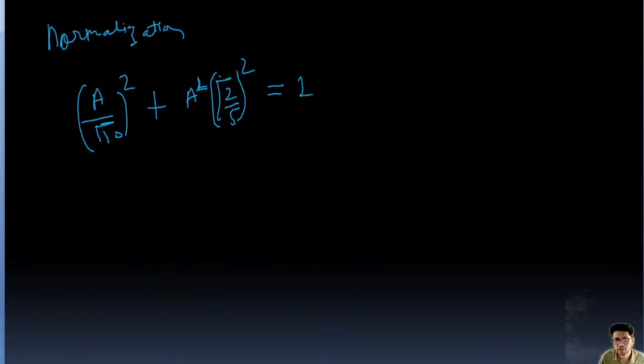So opening it, this is going to be a square upon 10 plus 2a square upon 5 equal to 1. This will be 4, guys. I think I have made a mistake, let me just check.